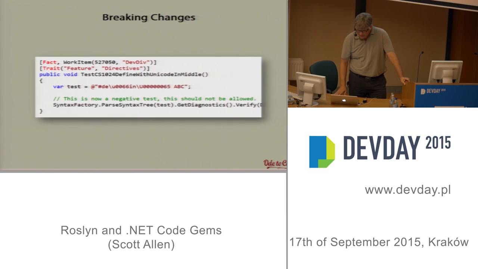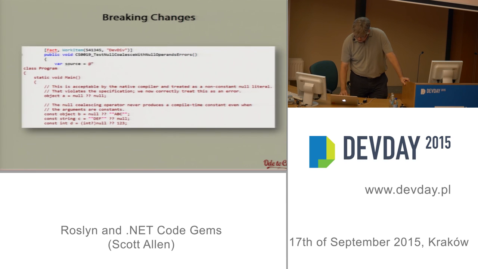They have lots of tests for breaking changes. So things that used to work in the native compiler but aren't supposed to work, or things that didn't work in the native compiler that now do work in Roslyn, those are all breaking changes. So apparently it used to work that you could have a pound define where you could specify the F in Unicode, I'm guessing.